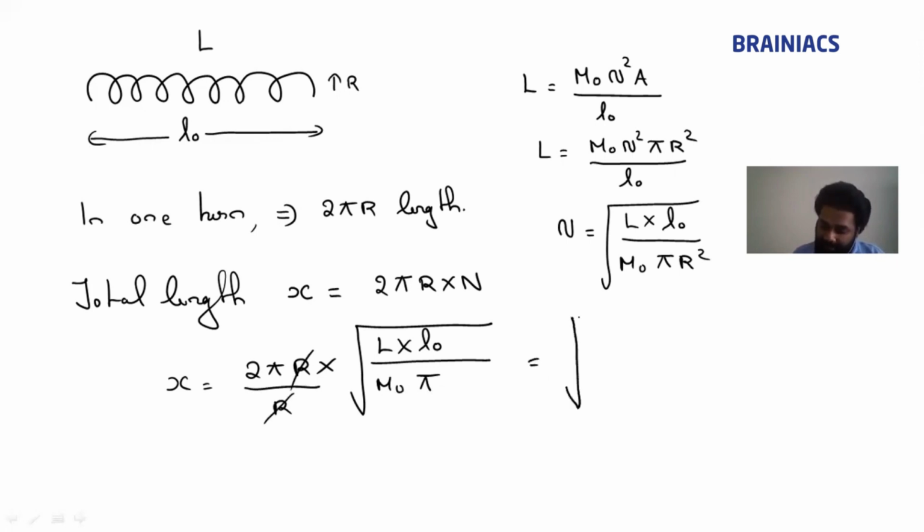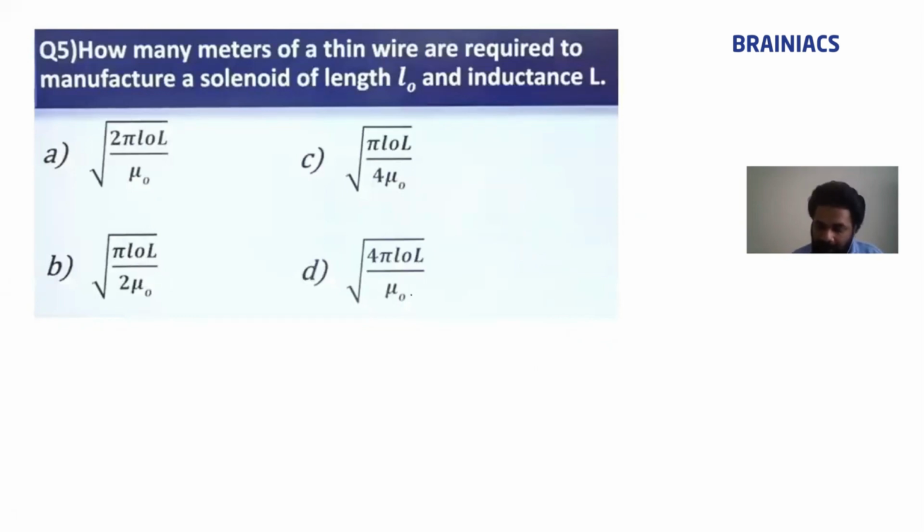Now let us take it inside. We will be getting the total length is equal to what? 2, if we take it inside, is going to be 4. Pi, if we take inside, is going to be pi square, but that will cancel with the denominator pi. So 4 pi L naught L divided by mu naught. Okay, yeah, I think that will be sufficient. 4 pi L naught into L divided by mu naught. Yeah, option D is the correct answer. Clear? So this much length is required to manufacture a solenoid of length L naught and inductance L. Okay, clear? Shall we move to the next problem?